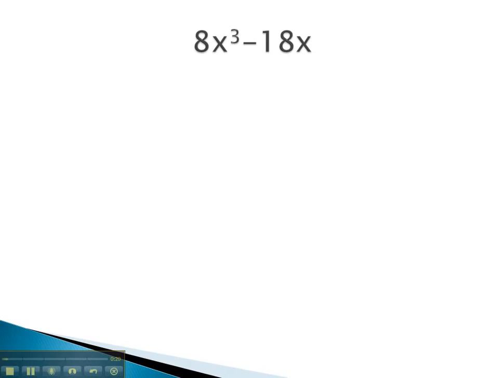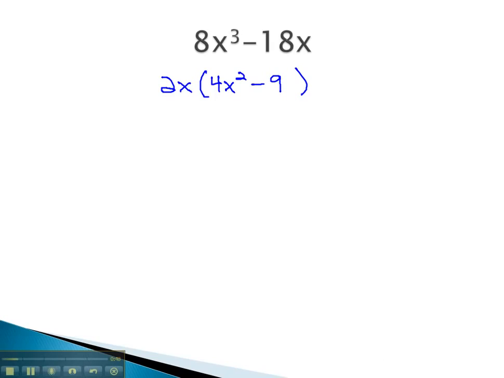This means in an expression like 8x cubed minus 18x, before we worry about any other type of factoring, we first identify that the greatest common factor is 2x. Factoring out a 2x will leave us with 4x squared minus 9. Once we have done this, we can take a look at that parentheses and decide if we can factor further.